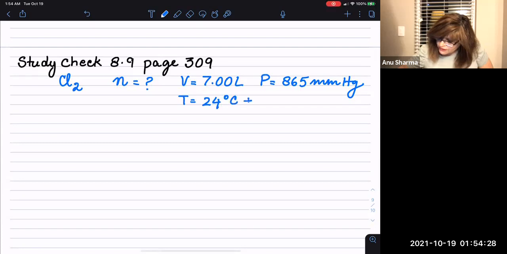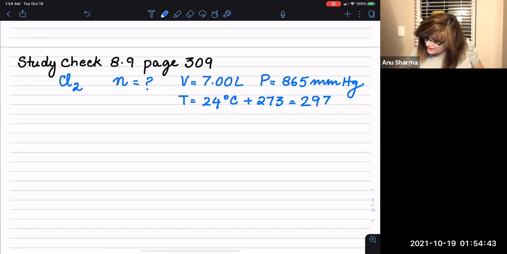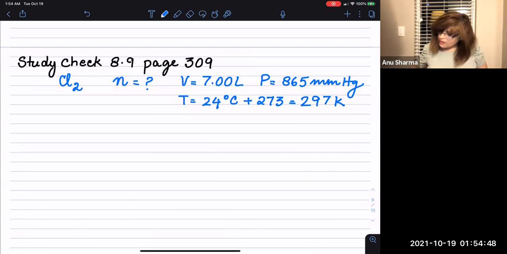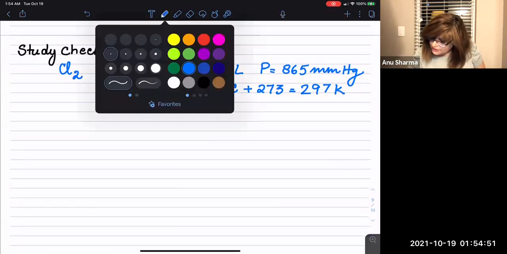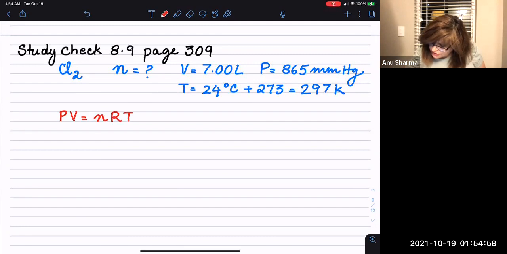So convert this 24 degrees Celsius to Kelvin by adding 273. So this becomes 297 Kelvin. Okay, now we need to find the value of N. So here is PV equals nRT. When you do the rearrangement, this becomes PV over RT is equal to N.